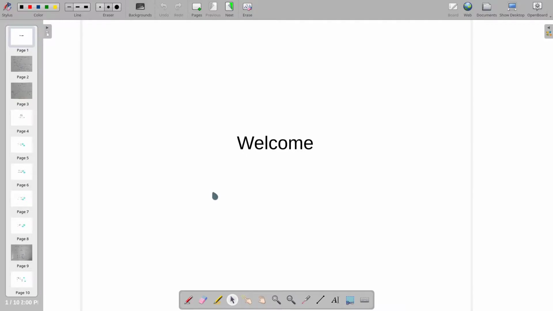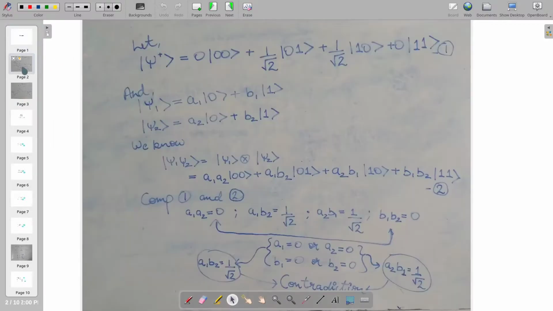Now let's come to the more practical, or more numerical aspect. First of all, I'm taking a simple example. If I take a state, let me call it omega plus, which has the following representation, where 0 is the amplitude of 00, 1 by under root 2 for 01, 1 by under root 2 for 10, and 0 for 11. So it's quite clear that for this given state, the probability of finding 01 and 10 is 50%.